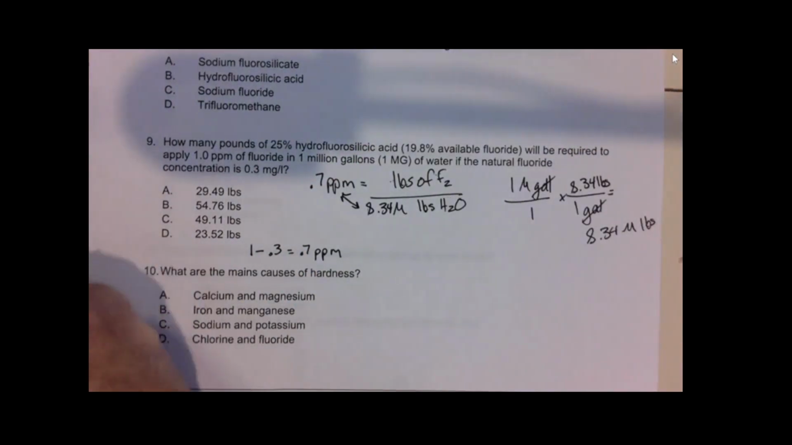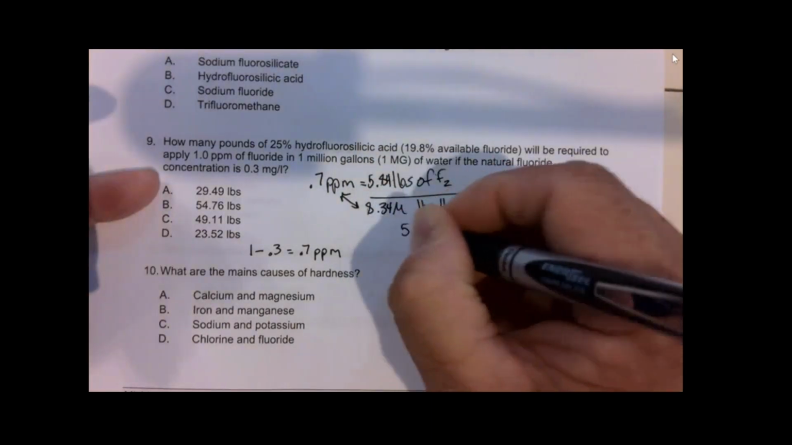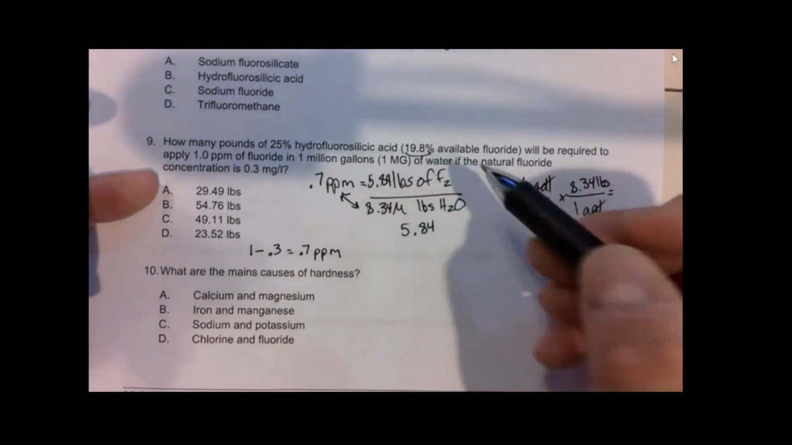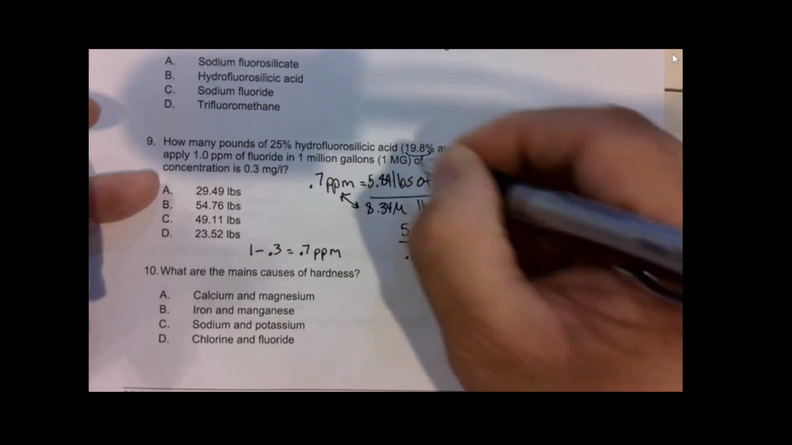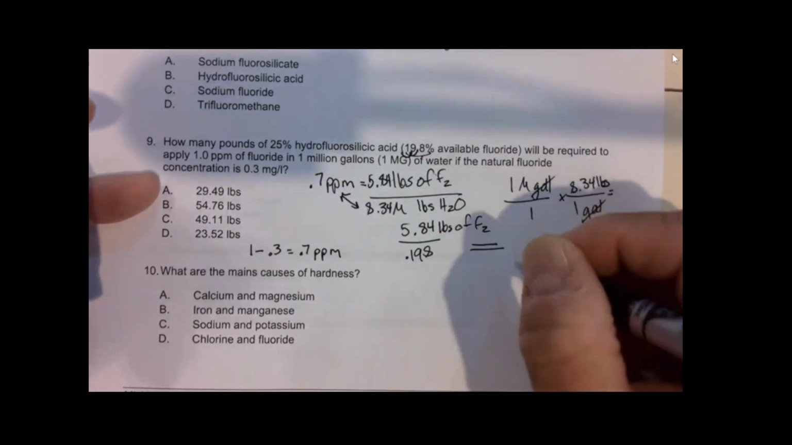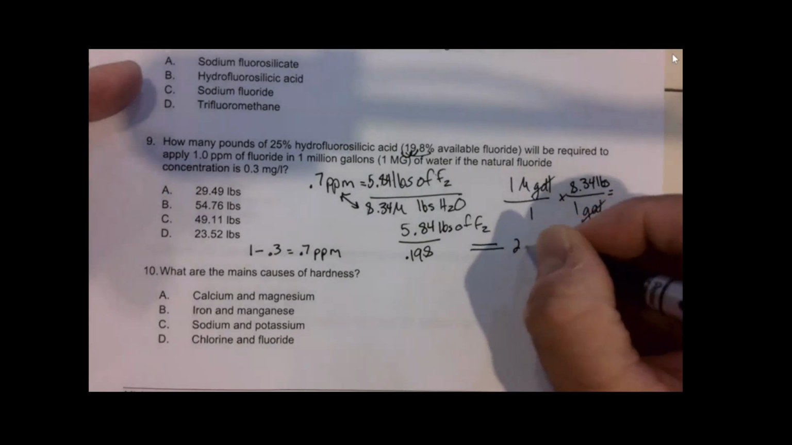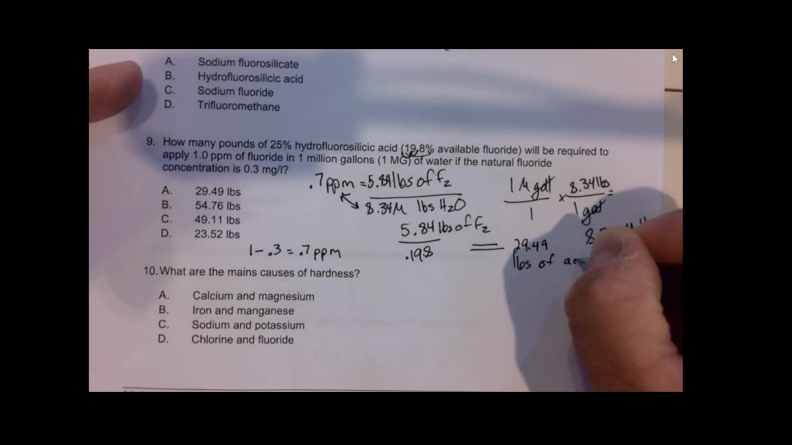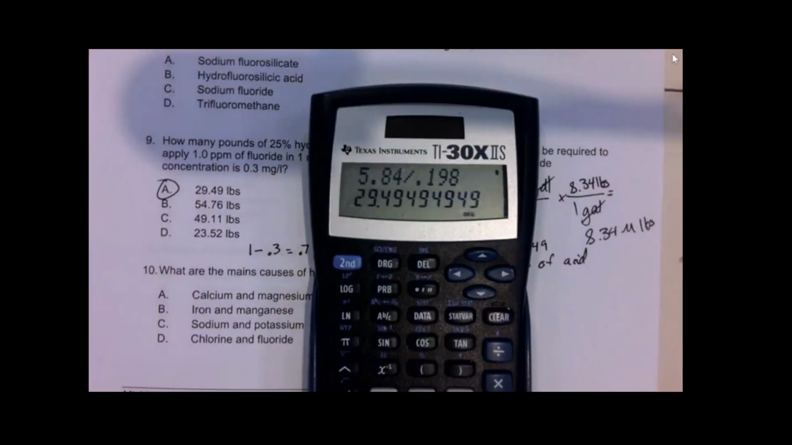0.7 times 8.34. 5.84 pounds of fluoride. The 5.84, and then I need to get it to the acid, and we use the 19.8. Divide by 0.198 like this, because you go 2 places to the left, and then we will get our answer. I got 29.49 pounds of, I'm going to just write acid. I'm not going to write that big number. So 29.49. Hey, here's the proof.